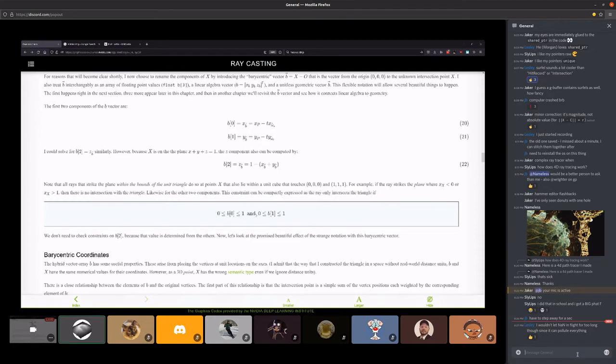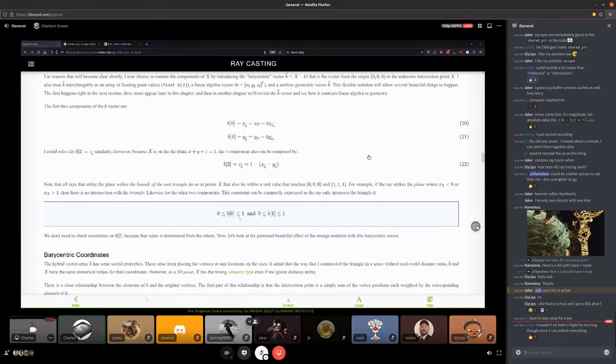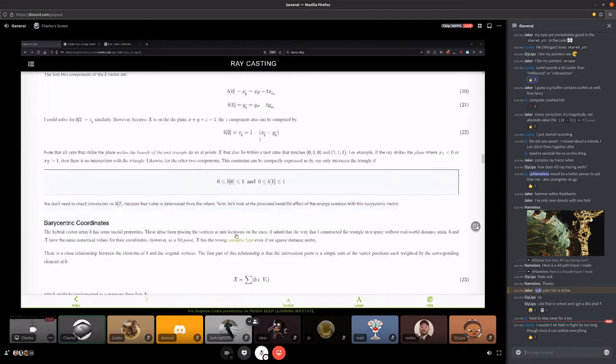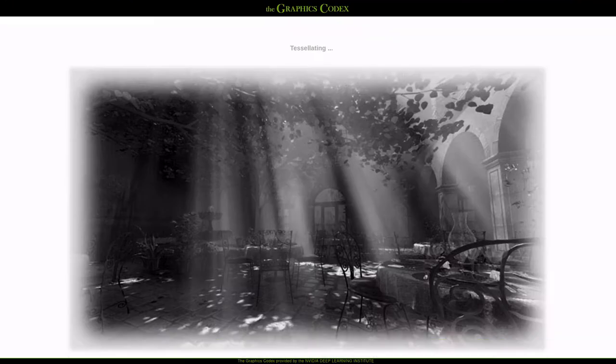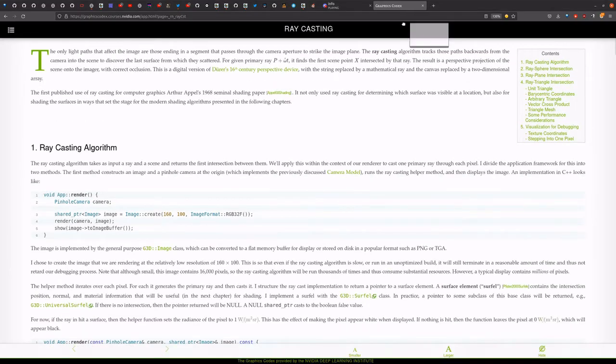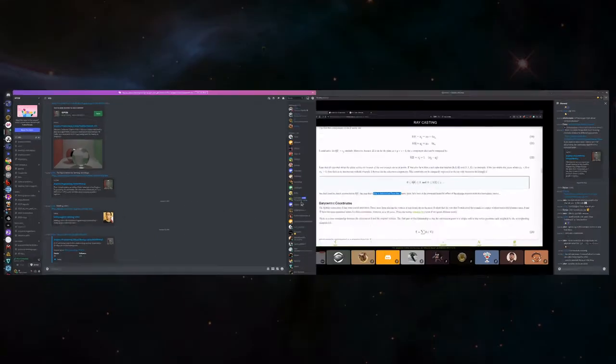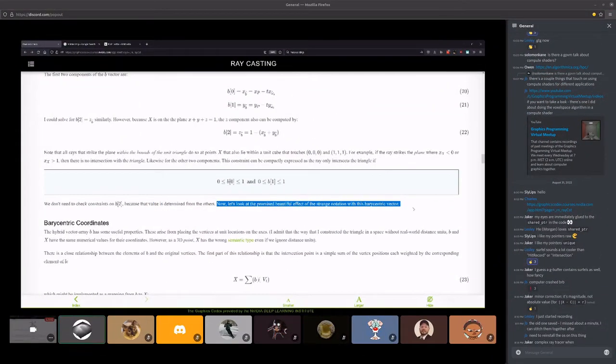So the ray only intersects the triangle if b of 0, or x of p minus t x of omega, is greater than or equal to 0 and less than or equal to 1, and vice versa for the y. And we don't need to check the z because we've determined it from the other two components. Okay.